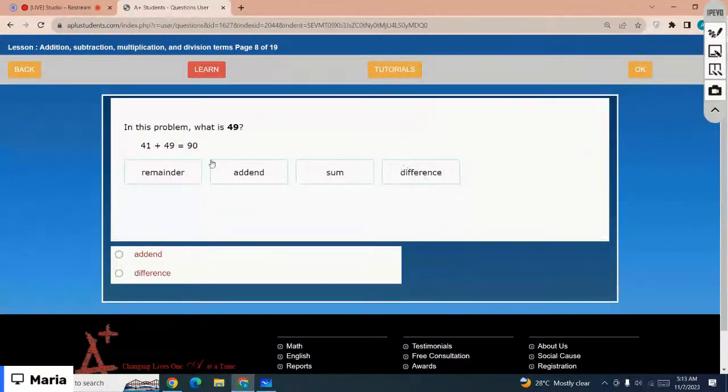In this problem, what is 49? 41 plus 49 equals 90. So the correct option is 49 is the addend.